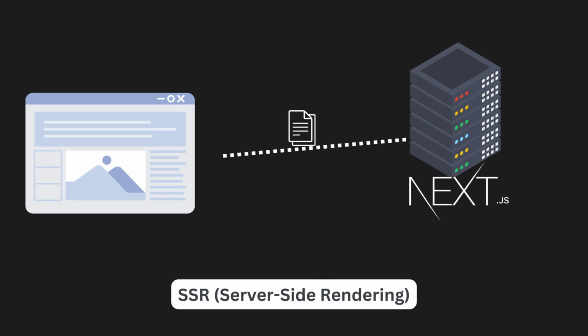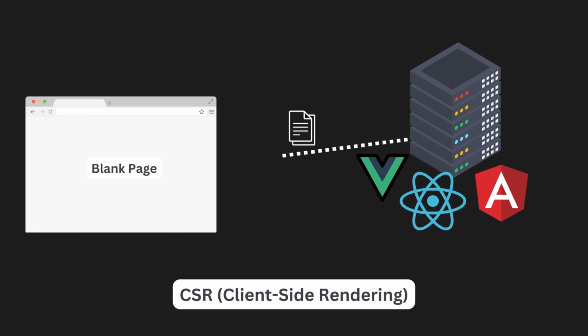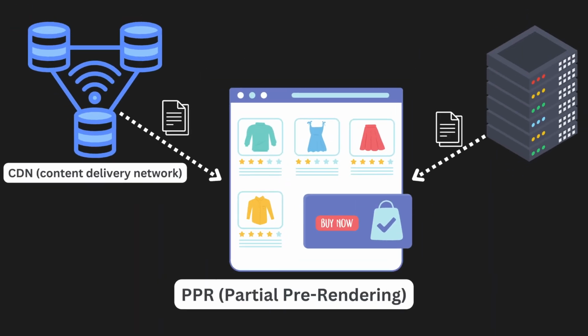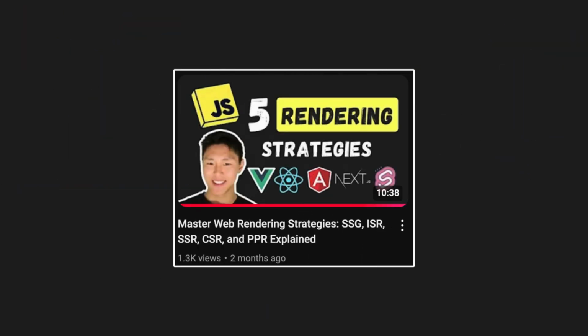Then we also have server-side rendering, which generates the page on each request, which is more suitable for dynamic content. We also have client-side rendering, which loads a blank HTML page first, then fetches data and compiles the JavaScript code on the client side. And lastly, we also have partial pre-rendering, which mixes pre-rendered and dynamic content on the page. And of course, if you want a deeper dive on these 5 different strategies, then please check out this video that I made called Master Web Rendering Strategies, where I explain in detail how these different strategies work.